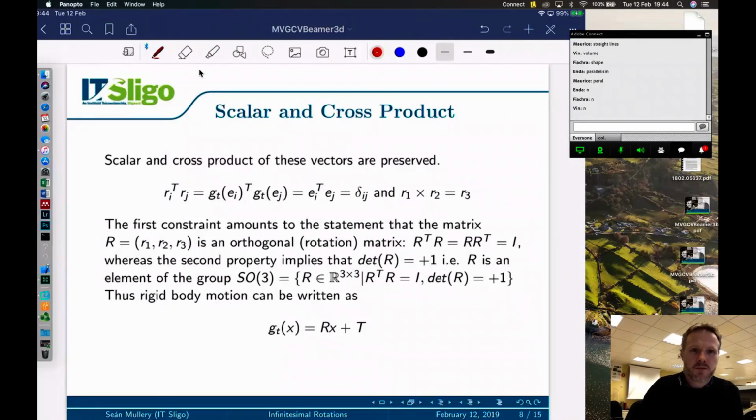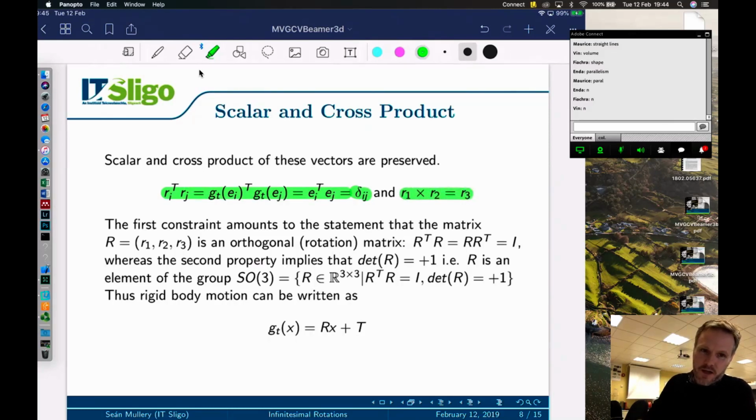I don't know, is this vitally important? We'll just mention here that the scalar and cross product of these vectors are preserved, just mathematically stating that. So there's two constraints that we have up above. The first constraint amounts to the statement, again the intuition, that the three rotations R1, R2, and R3 form an orthogonal rotation matrix, which obeys all these rules, as we said. Whereas the second property implies that the determinant of R is +1. So that's what those two tell us.